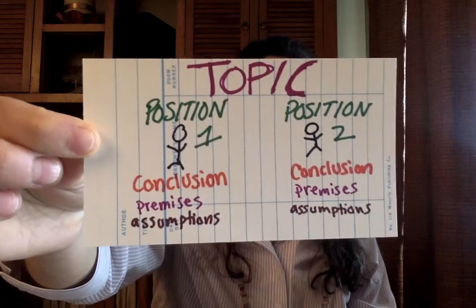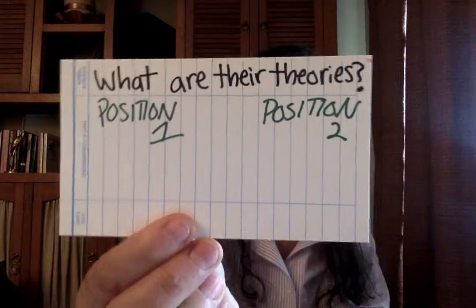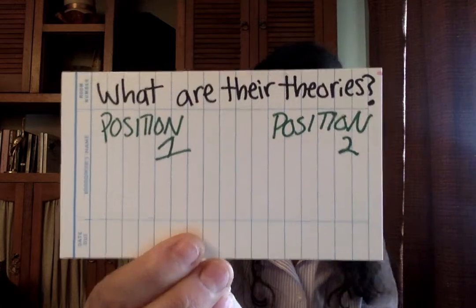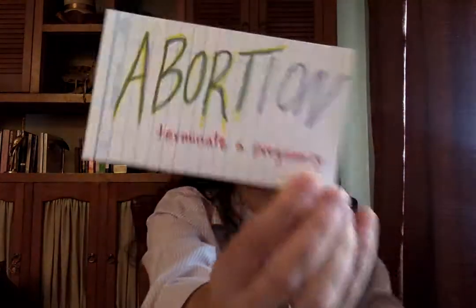You want to be very specific with two people's positions, including what are their theories? What's the theory behind position 1? What's the theory behind position 2? So let's say we're talking about abortion. That's your topic. Let's say that somebody wants to have an abortion, and so obviously they're going to want it to be legal. And their claim is that abortion should be legal.